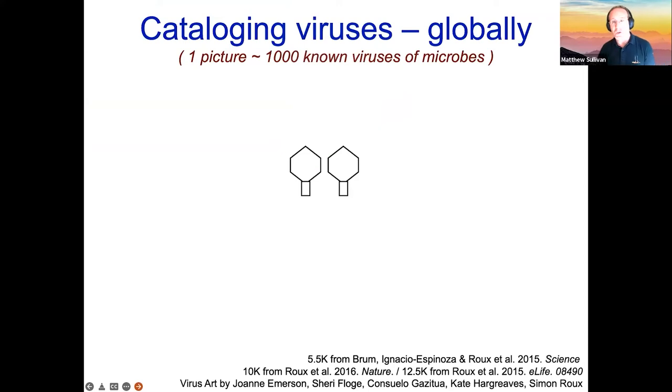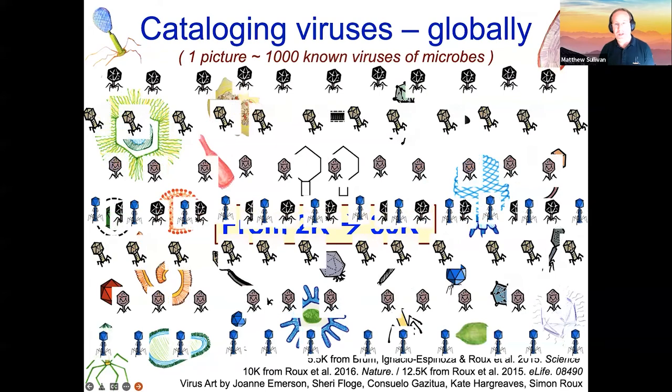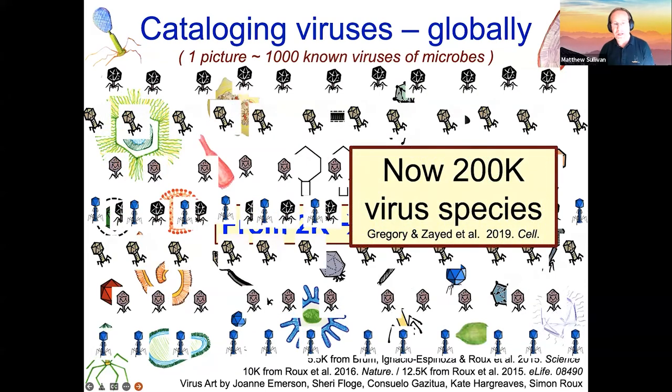So our first role really was developing catalogs. So when we started, there were about 2,000 viruses of microbes that had been sequenced for genomes. And so those are represented here by two pictures of viruses, where each picture is 1,000 virus genomes. When we first got into this, we augmented those catalogs about 15-fold, and we've since augmented those about 100-fold to where now we have a catalog of 200,000 virus species. This was quite challenging because, as you saw earlier, most of these are new.